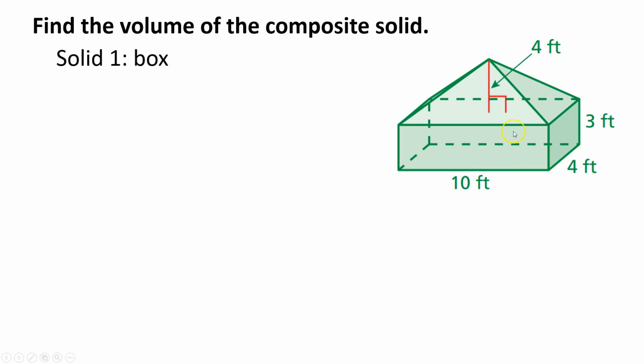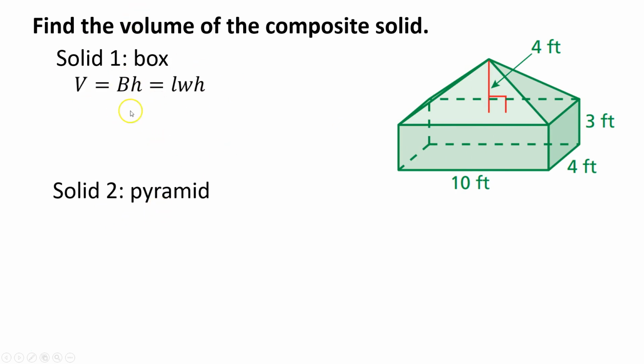The first one is the box, the easiest one to find. We're going to break that up. So it's going to be, okay, and then the second one is a pyramid. So let's go ahead and do the box first. We have the base times the height, where the base area, otherwise known as length times width, times height, is the volume of a box. Okay, since they're all rectangles, you're just multiplying everything together.